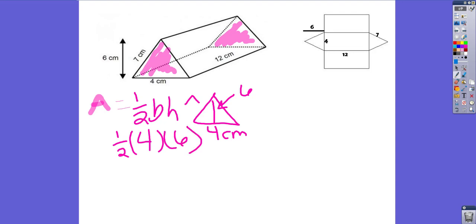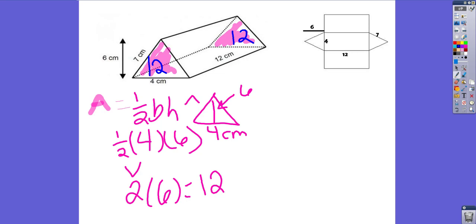And then I would need to solve that. So if I do 1/2 times 4, I'm cutting that in half, that's 2. I multiply that times 6. I know that my triangle's area is 12. So let me go ahead and write that on there. This is 12. And in case you need to see it opened up, we figured out those areas right there.